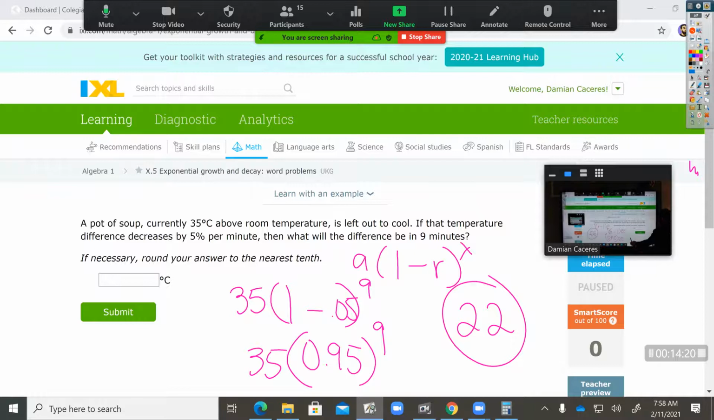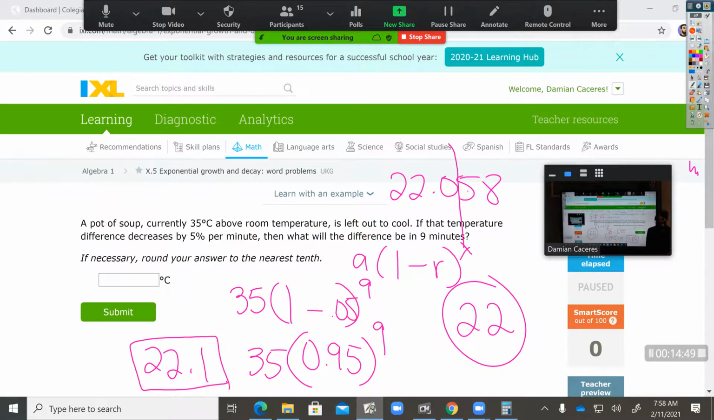Simple? Now, round to the nearest tenth. So if you put 22, you're wrong. You have to put, this is a decimal you have. Nearest tenth would mean stop after 1 decimal place. To the right of my line, that number's a 5. So that 0 can't stay as a 0. It has to go up to a 1. So 22.1. You with me?